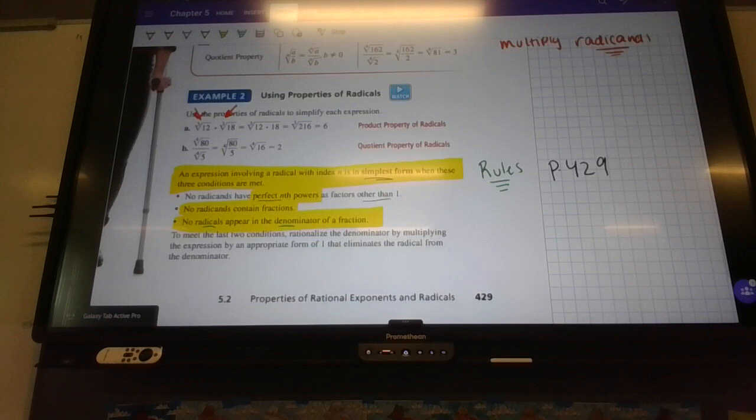7 or 8 of these with you, and then you guys can try some on your own. This is book page 433. It's 20 through 42 even, and then it's 19 through 41 odd. So it starts with the evens and then it ends with the odds.